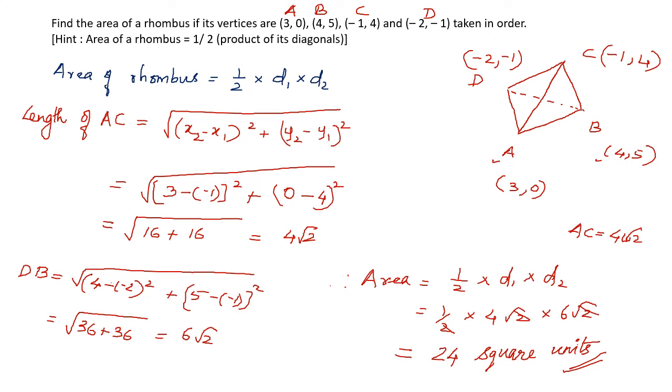Have you understood how I have crossed out this 2? Root 2 into root 2 is equal to 2. Therefore, this 2 and root 2 into root 2, it is getting cancelled. So you will remain with 4 into 6. Is this clear?